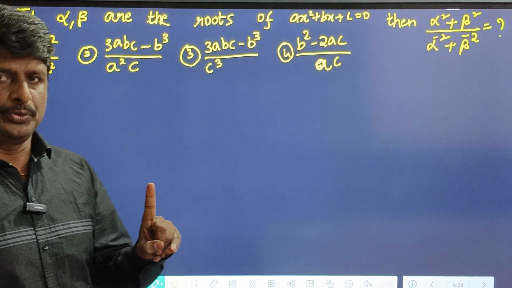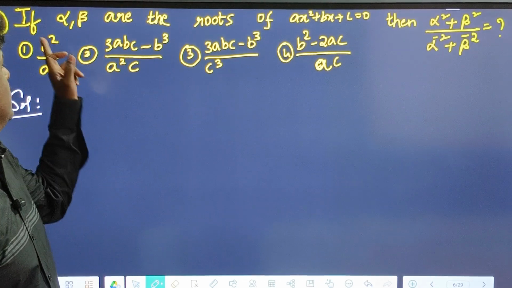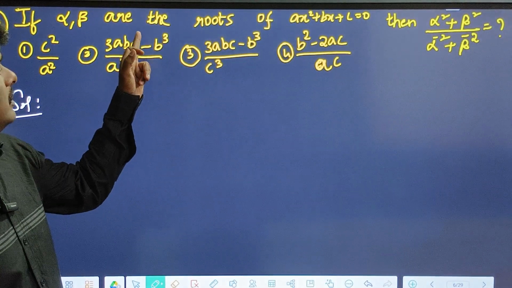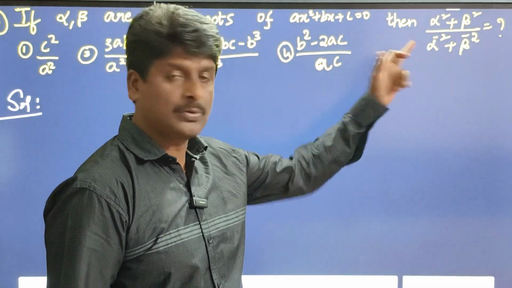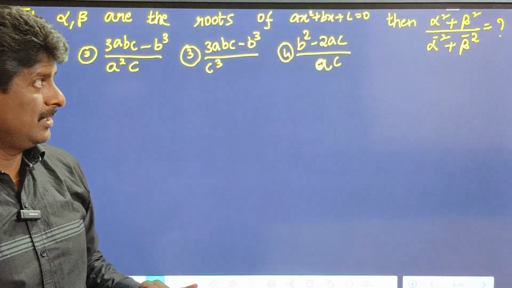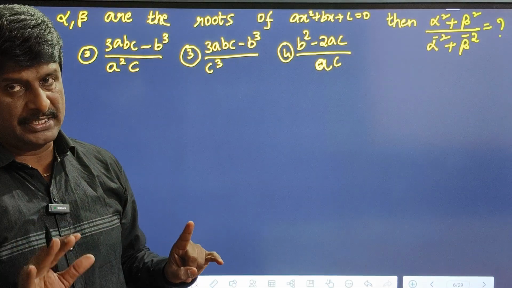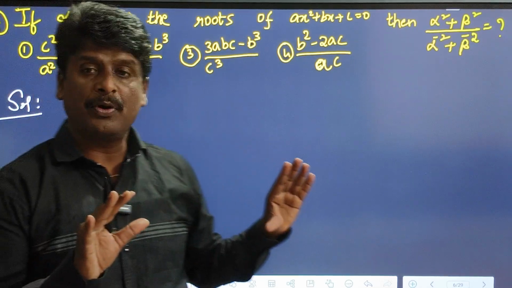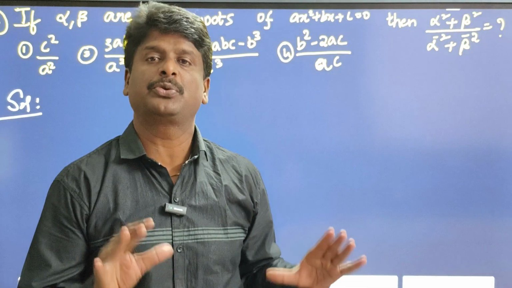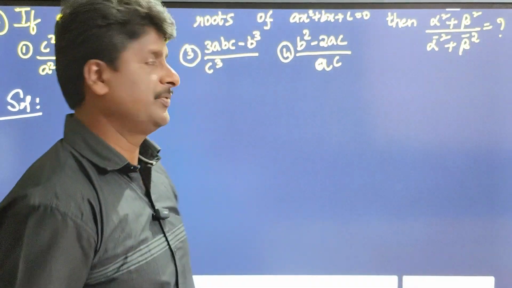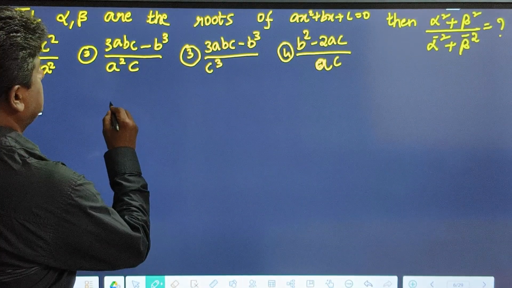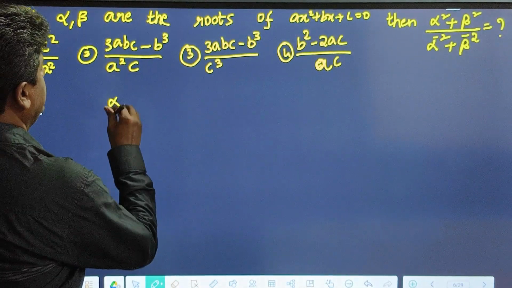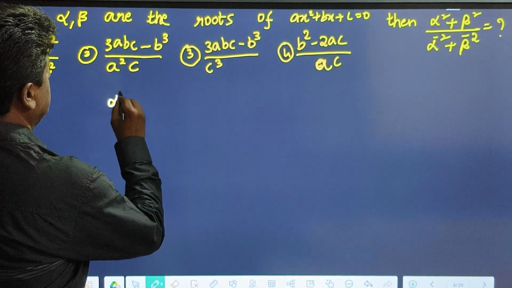See, let's move on to question number 2. If alpha, beta are the roots of ax square plus bx plus c is equal to 0, then (alpha square plus beta square) by (alpha power minus 2 plus beta power minus 2) is equal to? Do observe that. See, let's discuss this question in two methods.